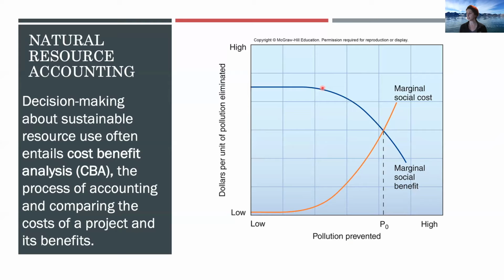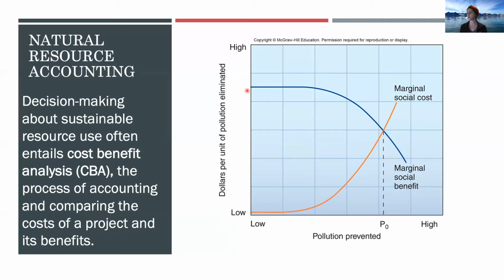So in this graph here, we have a hypothetical example of a cost-benefit analysis for reducing air pollution. We have on this x-axis on the bottom, the pollution prevented from low on the left to high on the right. And then on the y-axis, we have dollars per unit of pollution eliminated, with low cost at the bottom to high cost at the top.